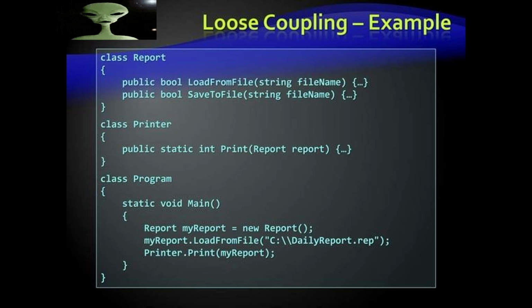Here is an example of loose coupling. The report class, printer class, and program class. The report class loads from and saves to files, whereas the printer class has the print method, which requires a report. The main method in the program class creates a report, loads its contents from a file, and then prints it.